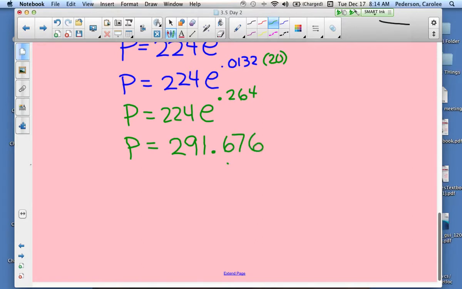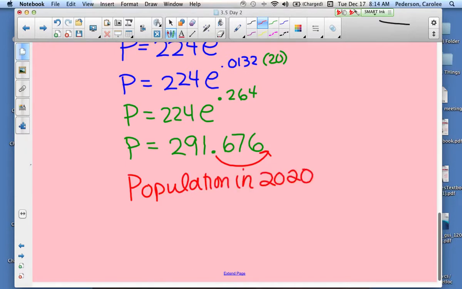291.676. Now that doesn't really seem right because it says the population is now 291 people. If you remember, it's in thousands, so I'm going to push this back to the right 3 places. So the population in Lincoln, Nebraska in 2020 should be 291,676 people.